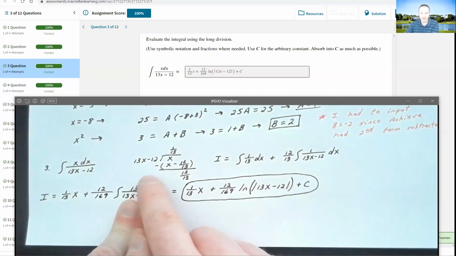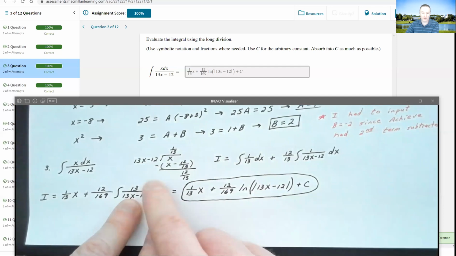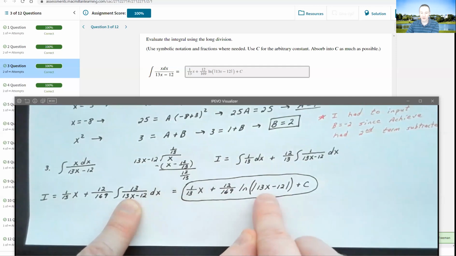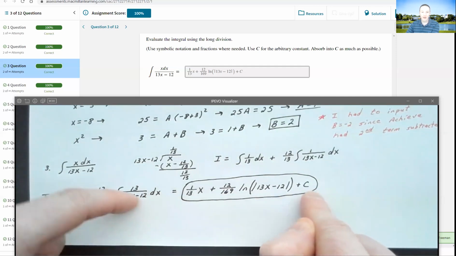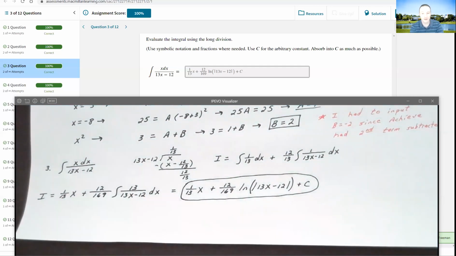So now, anytime the derivative of the denominator is over the denominator, so derivative of 13x minus 12 is 13, well, then that's going to be the natural log of the absolute value of the denominator, done, plus c. And you'll notice that the answer I have here is the answer that I entered in and achieved, and it worked out just fine.